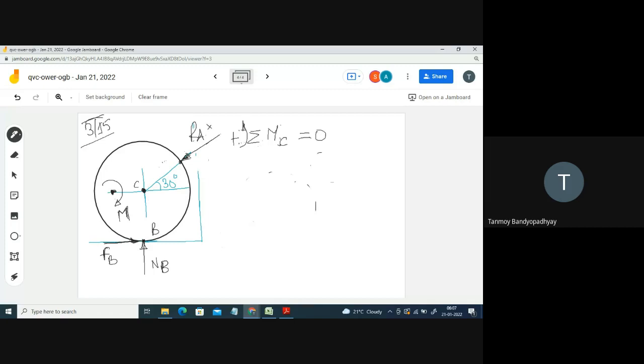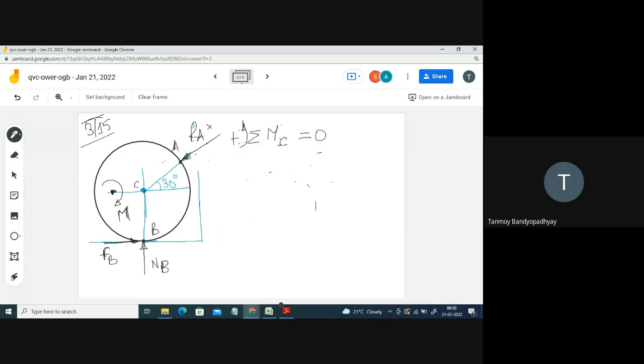So RA will be vanishing because RA passes through the point C, so it will have no moment. FB will have a moment, and NB, since again it passes through the point C, will have no moment. So you should choose such a point while writing down the equilibrium moment equation. You should take such a point, not the point A, because if you take the point A, all the stray things will come into the picture. NB will come into the picture, FB will come into the picture, all those things will come into the picture.